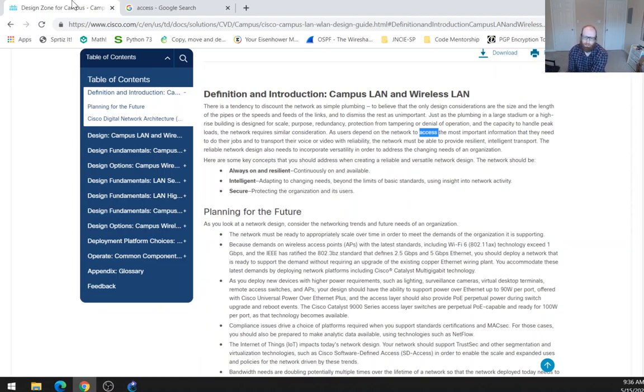Intelligent, adapting to changing needs beyond the limits of basic standards, using insight into network activity. So if you need to scale out your network, you should be able to do it intelligently and just say, oh, I need a switch here, instead of saying, oh, I need an all-new network because this one link is saturated with traffic. Secure, protecting the organization and its users. So this one is definitely more self-explanatory.